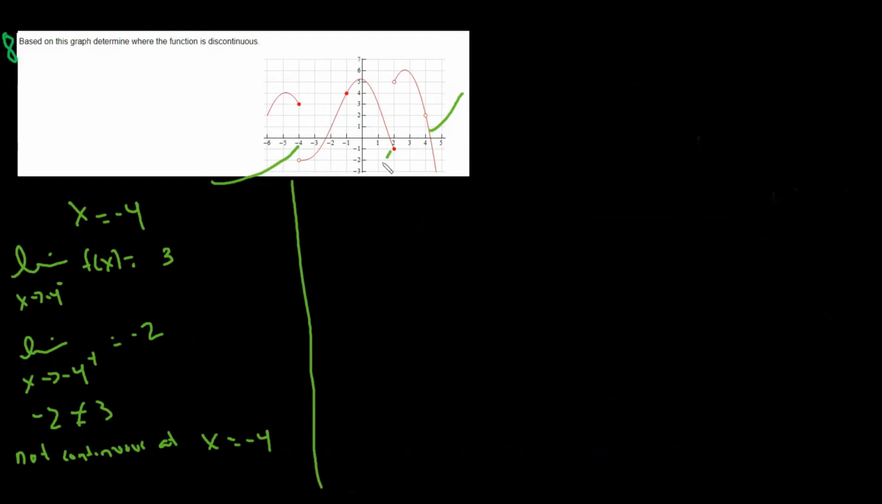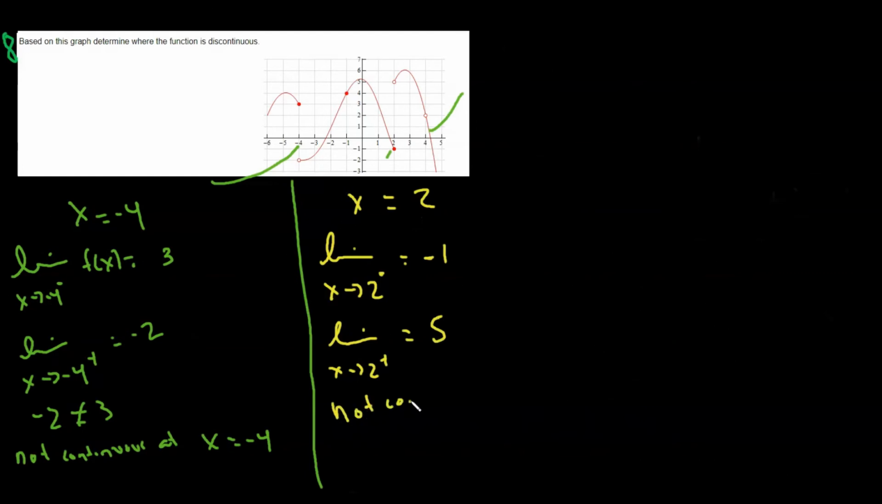So at this point, x equals 2. The limit as x approaches 2 from the left. As we're approaching from the left, we see that the limit is this -1 here. Limit as x approaches 2 from the right. We'll use this trace here. Follow it, and it is approaching 5. So at x equals 2, not continuous, because -1 is not equal to 5. And finally, let's get the last one.